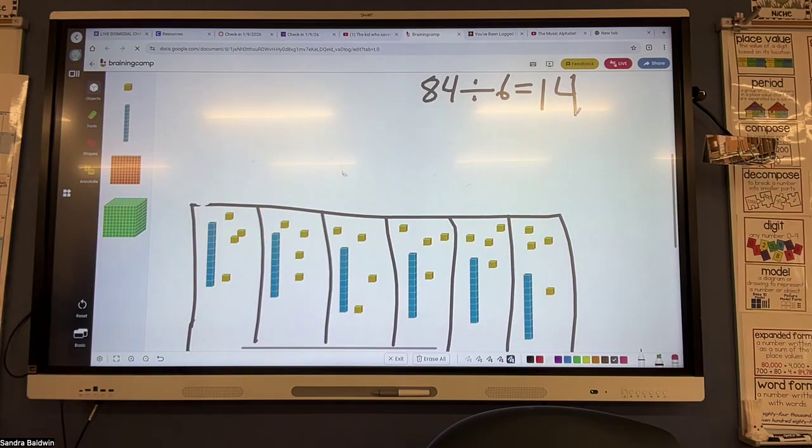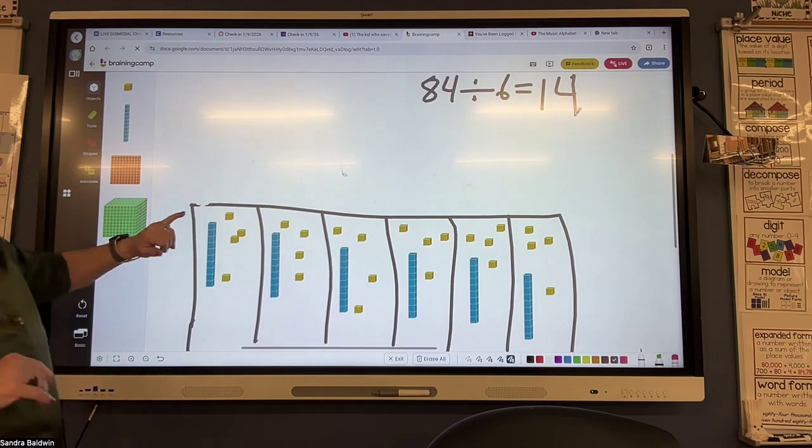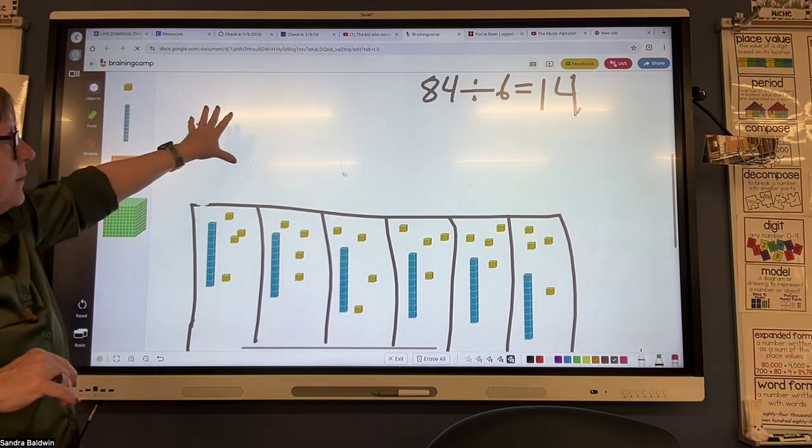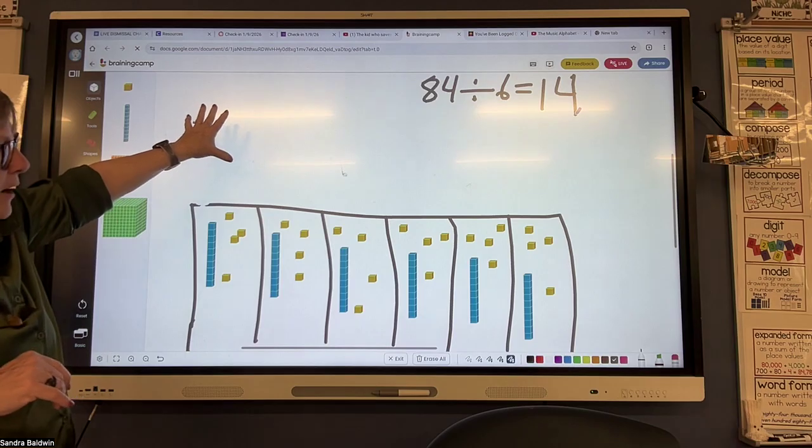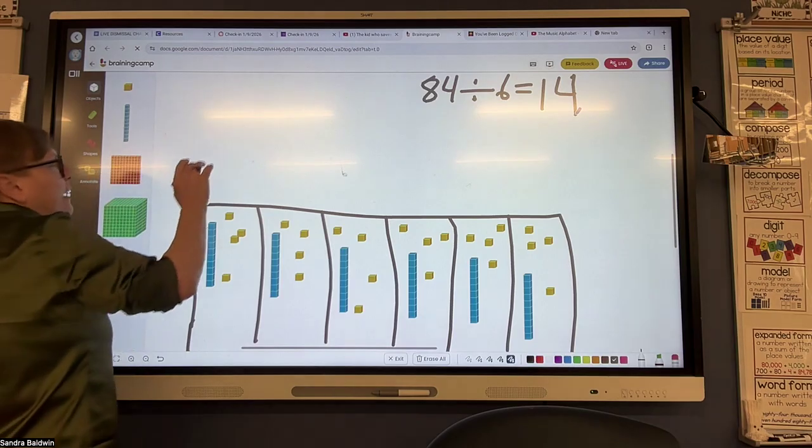We're learning how to do the algorithm, so I'm actually kind of almost working backwards. But I do want to show you how we do it with the algorithm, or the math way. I have to rewrite it.